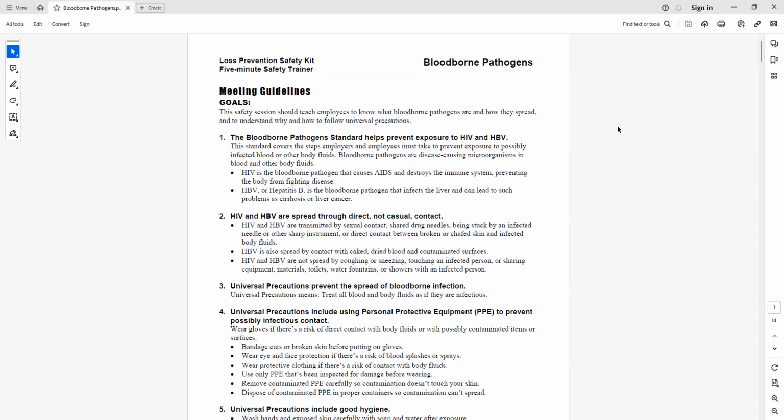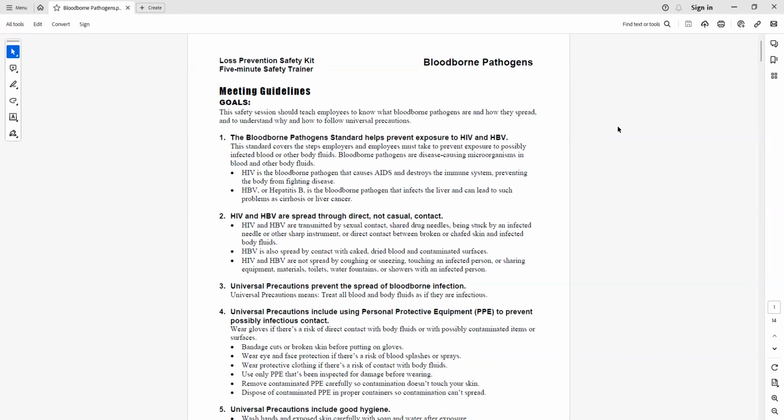Number 3, universal precautions prevent the spread of bloodborne infection. Universal precaution means treat all blood and body fluids as if they are infectious. Number 4, universal precautions include using personal protective equipment, PPE, to prevent possibly infectious contact. Wear gloves if there's a risk of direct contact with body fluids or with possibly contaminated items or surfaces. Bandage cuts or broken skin before putting on gloves. Wear eye and face protection if there's a risk of blood splashes or sprays.